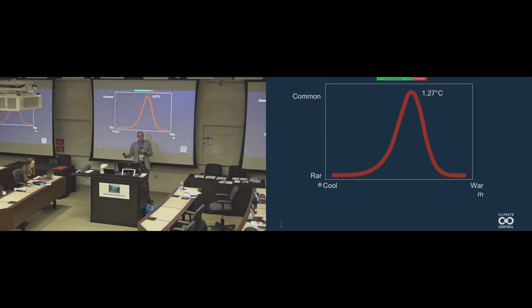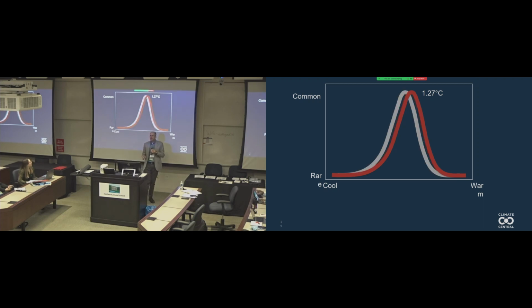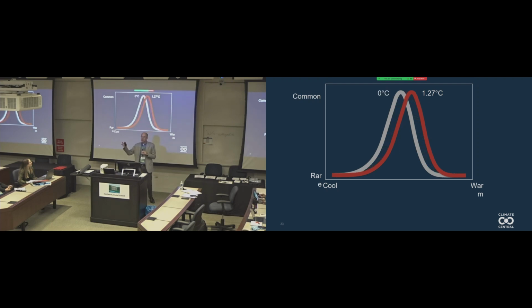How this works is that we start with the distribution of temperature at a location at a particular time of the year in today's climate, with about 1.27 degrees C of global warming. So we have temperatures that we expect to get, and then we have extremes on either side. Then we remove the signal of climate change and rewind back to a climate that has no global warming, so 0 degrees of global warming. Note, we are very clearly not saying that this is the climate of 1900.